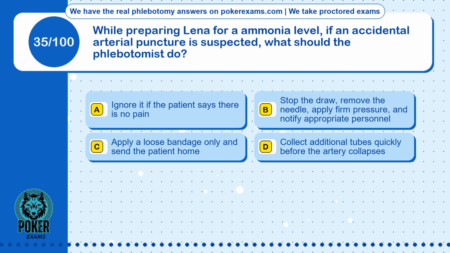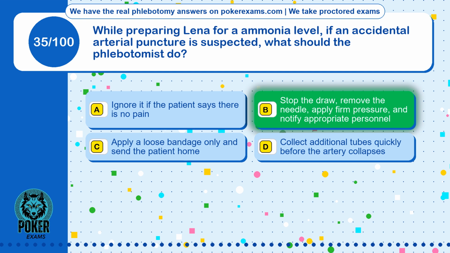Question 35. While preparing Lena for an ammonia level, if an accidental arterial puncture is suspected, what should the phlebotomist do? Option A. Ignore it if the patient says there is no pain. Option B. Stop the draw, remove the needle, apply firm pressure, and notify appropriate personnel. Option C. Apply a loose bandage only and send the patient home. Option D. Collect additional tubes quickly before the artery collapses.